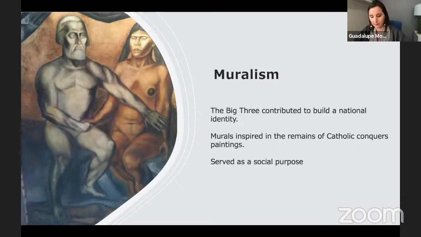So Diego Rivera was elected, as I said, to decorate this Escuela Nacional Preparatoria, where this mural that you can see here by José Clemente Orozco was also painted. This mural was called Cortés y la Malinche. Cortés was the Spanish conqueror, and La Malinche was an indigenous woman who quickly learned Spanish and served as a personal translator to Cortés. Both of them also had a relationship.